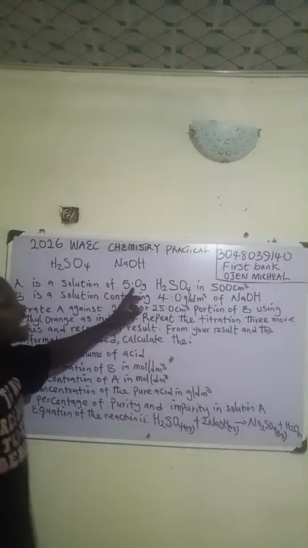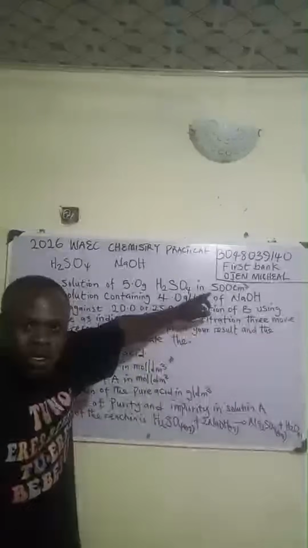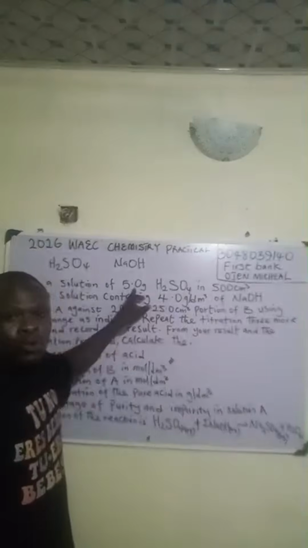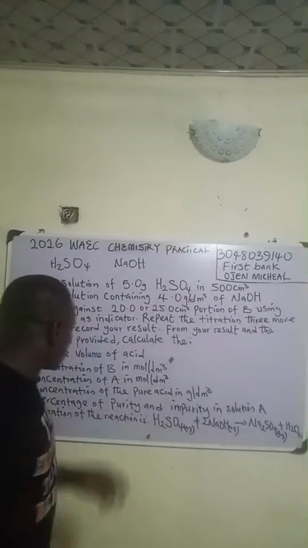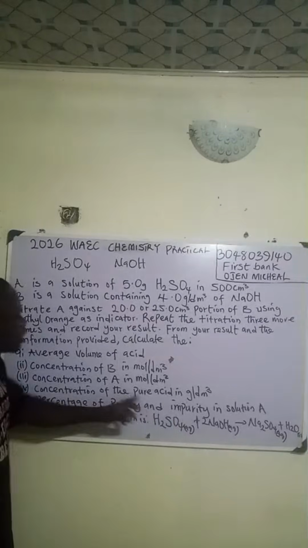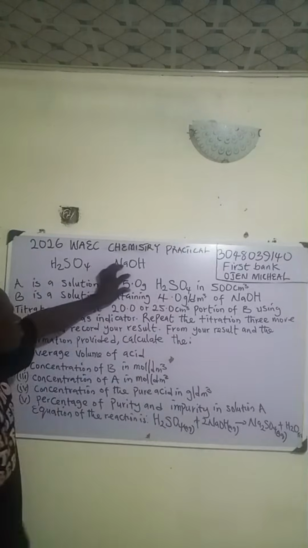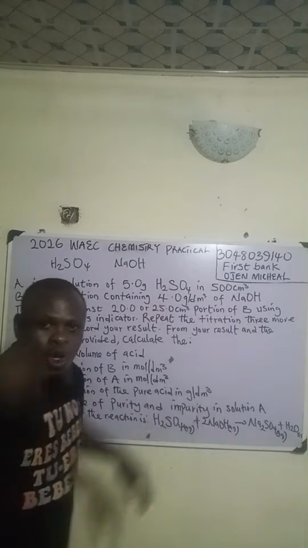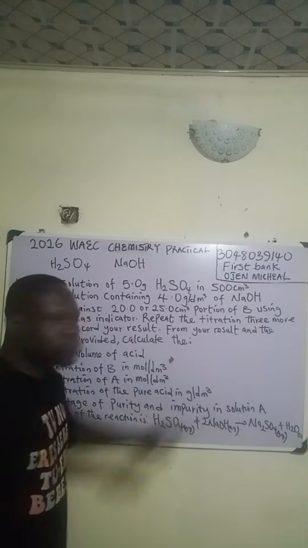A here is given in grams per cm cubed, not grams per dm cubed. So we need to convert this grams per cm cubed to grams per dm cubed before you can begin to work. The fourth is the concentration of the pure acid in grams per dm cubed. We are asked to calculate this 5.0 grams in 500 cm cubed, change it to dm cubed. That is grams per dm cubed. That is what it means.